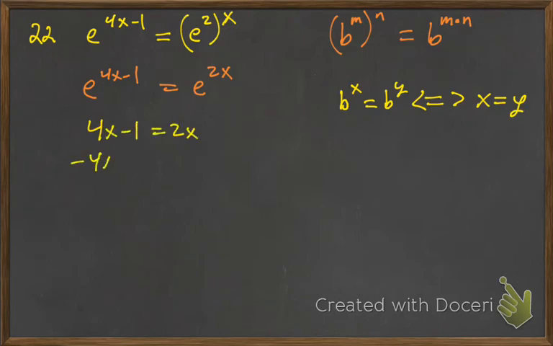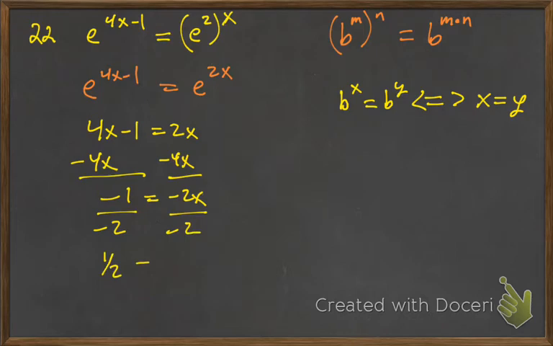So this is a nice linear equation. We'll subtract 4x from both sides. And then we will divide by -2. And that's going to get 1/2 is equal to x there. Okay?